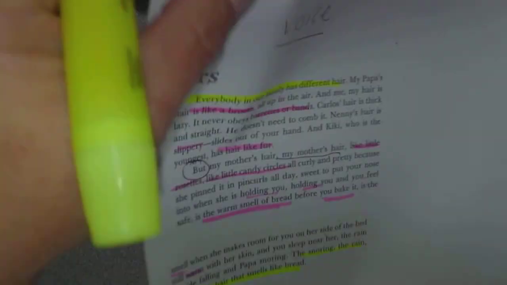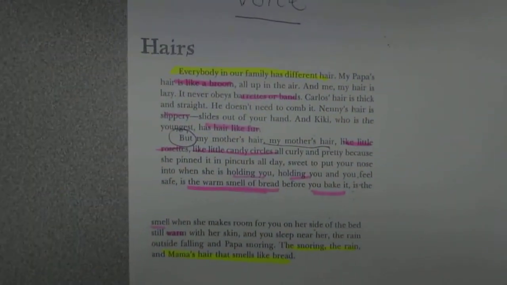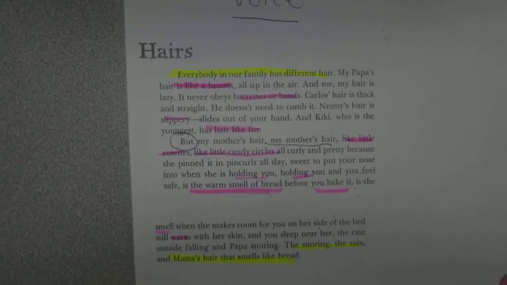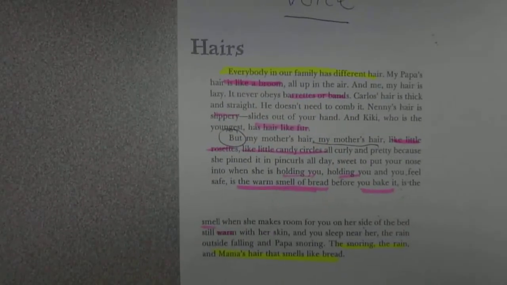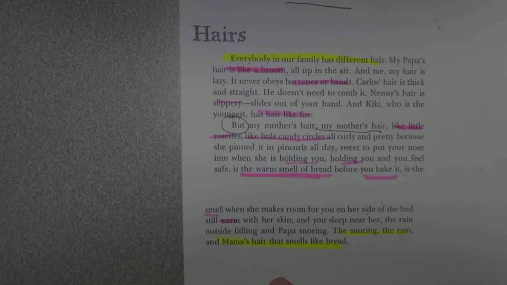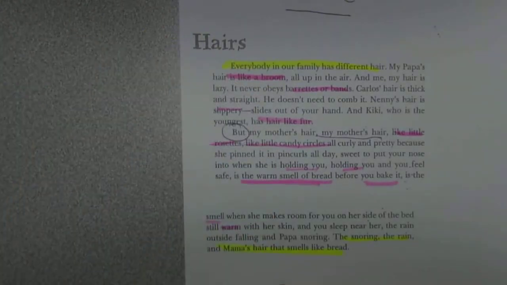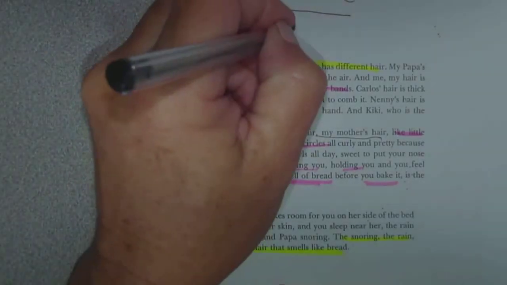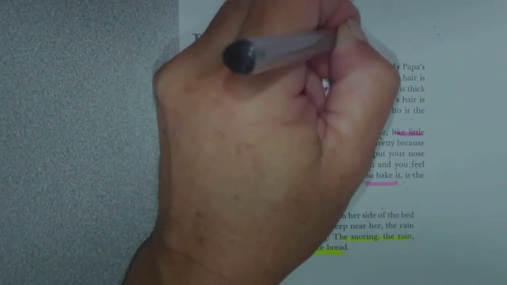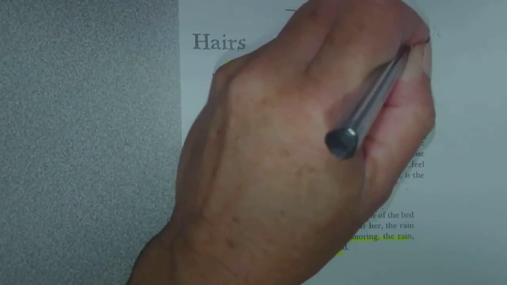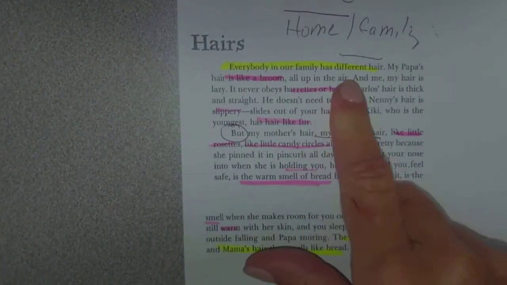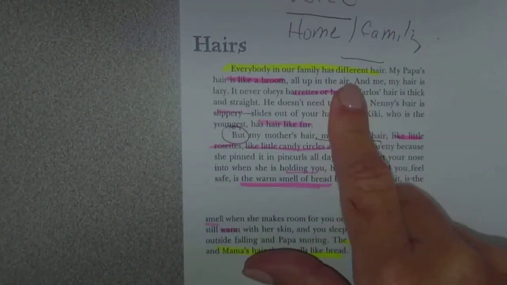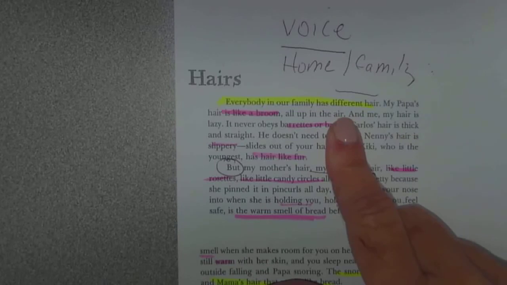Isn't that a beautiful little vignette? So, her mom's hair even, it smells like bread. It smells like home. She is describing here a picture of home and her family. And she begins, though, by talking about the differences, not just the differences in her hair, but the differences of who they are and what they represent.